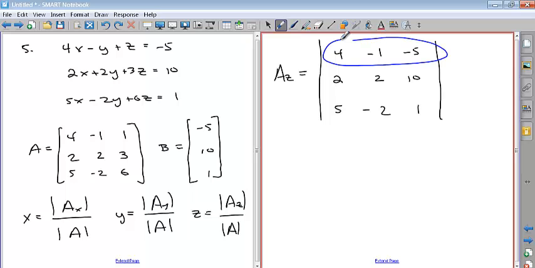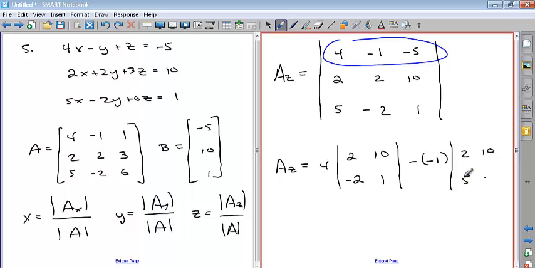Choose the top row again. Again, it doesn't matter which row we choose, I'm just being consistent. So you take 4 times, mark this out, mark that out. That leaves 2, 10, negative 2, 1. Then you subtract negative 1 times, cross this out and cross that out. You have 2, 10, 5, 1.